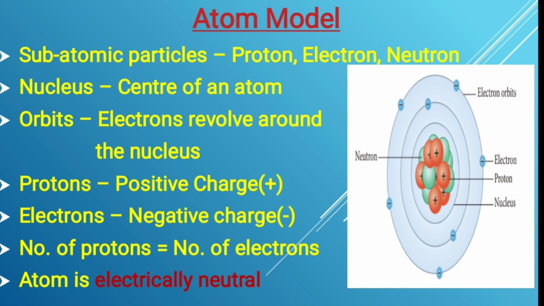Protons have a positive charge, electrons have a negative charge, and moreover the number of protons will always equal the number of electrons in each and every atom. So we can conclude that an atom is electrically neutral. Neutral means no charge, which is nothing but the number of protons and the number of electrons being equal in every atom. So we can call an atom electrically neutral.